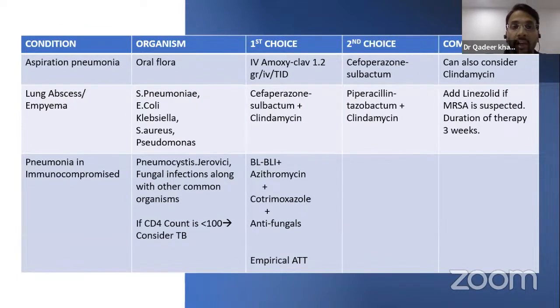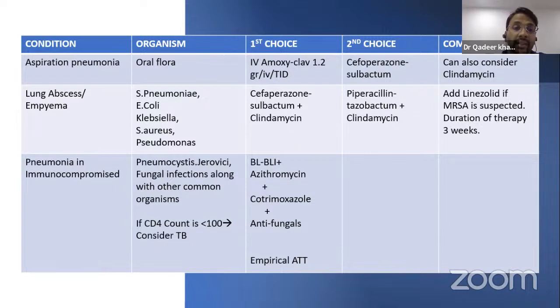we should consider neuraminidase inhibitors like oseltamivir. In aspiration pneumonia, the common organisms are from oral flora, so we should also consider anaerobic cover for them. Beta-lactamase inhibitors along with anaerobic cover like clindamycin can also be considered in these cases. For lung abscess or empyemas, the organisms will be Streptococcus pneumoniae, E. coli, Klebsiella, Pseudomonas. So a BL-BLA combination along with clindamycin. If we suspect there can be an MRSA, the duration of therapy should be increased, and antibiotics like linezolid can be considered in these cases.